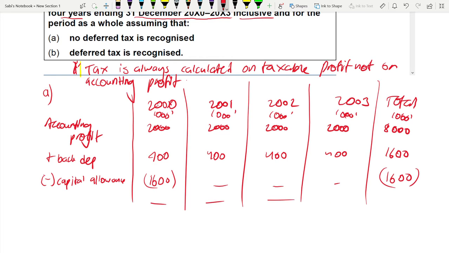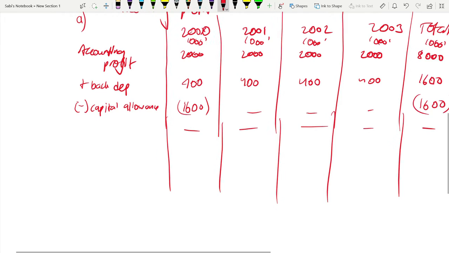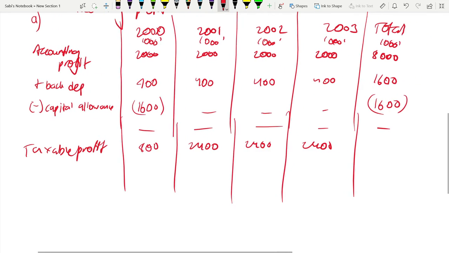Now what is the total? In Excel, when you are doing it, you can easily get this by the sum function. But here you might need to use a calculator. And this is known as taxable profit. So 800, 2400, 2400 and 2400, and it will be 8000.